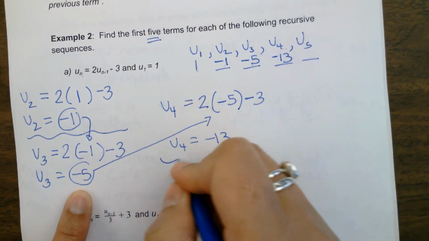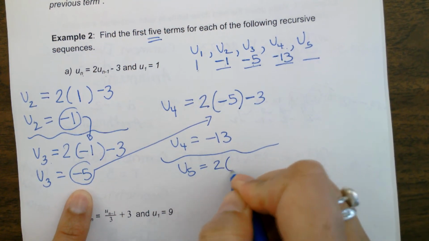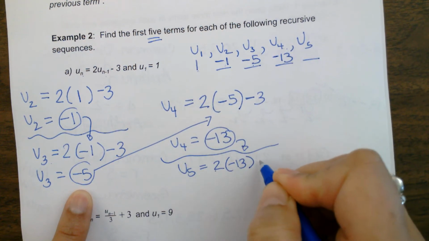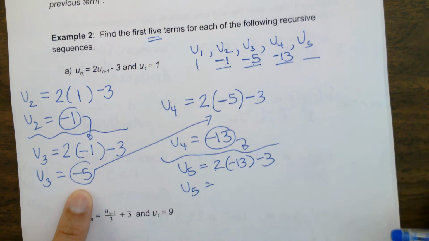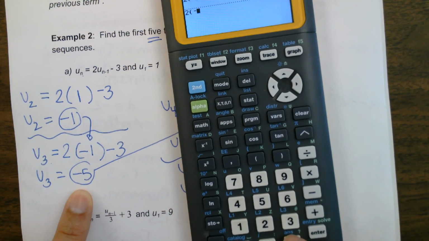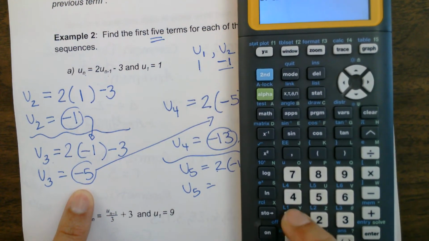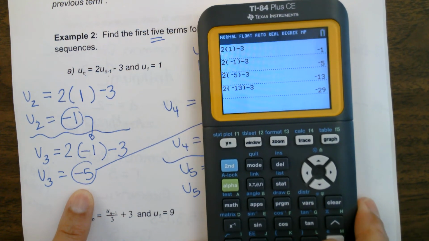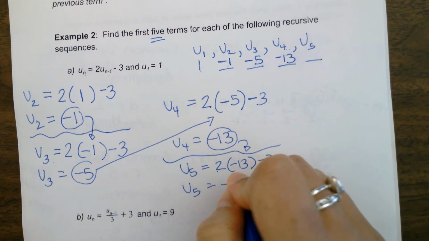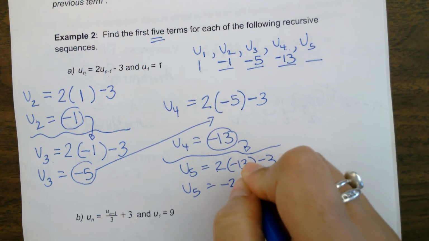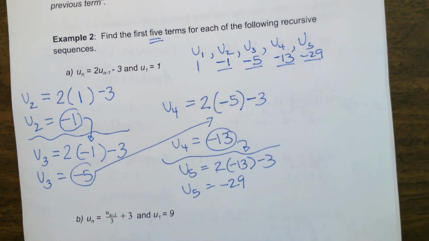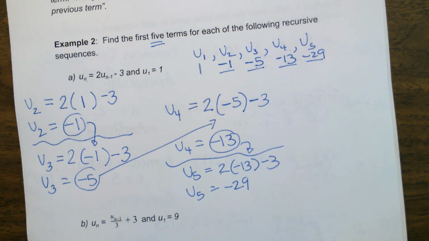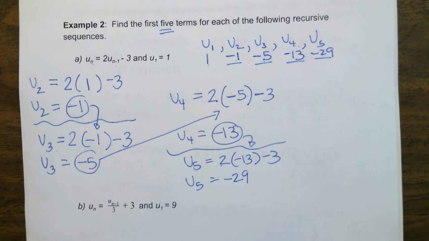All right, now let's find the last one, u sub 5, and you're hopefully getting this. 2 times the previous term, negative 13, minus 3. In your calculator, you can do 2, parentheses, negative 13, minus 3. We get negative 29. And so we're always using the one before to get to the next one. That's what it means to be recursive, using the previous term.